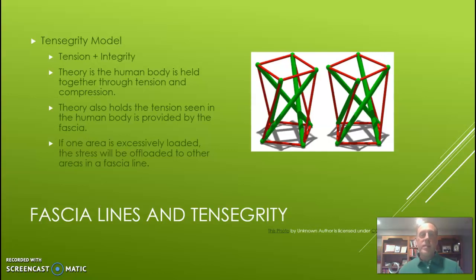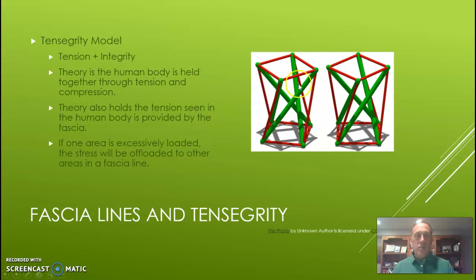The idea is, the human body is held together through a series of balancing forces, right? It's compression on one side and it's tension on the other side. And so when you look at what is actually carrying the tension, it's the fascia, and it's the fascia lines that go through the body that help hold everything together.